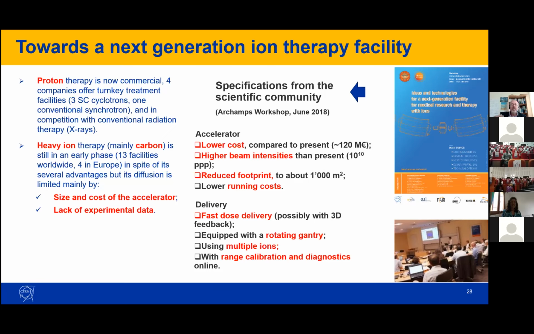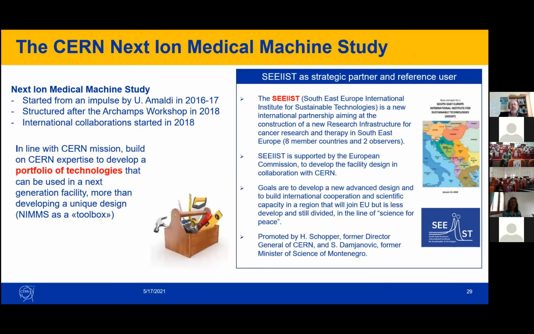So really what the scientific community wants is a new generation of accelerators that are smaller, not such a big gantry as you've seen before, that are less expensive, possibly with much higher beam intensities for faster treatment of the patient, and equipped with a rotating gantry. This is a kind of a must for future accelerators. So this is why there have been several initiatives around the world on that.